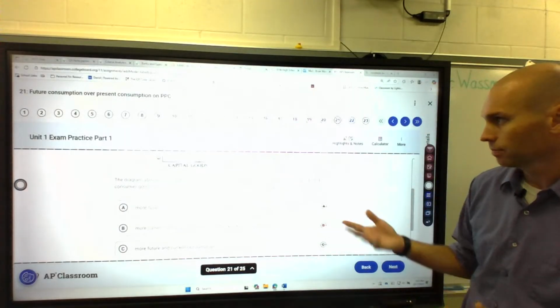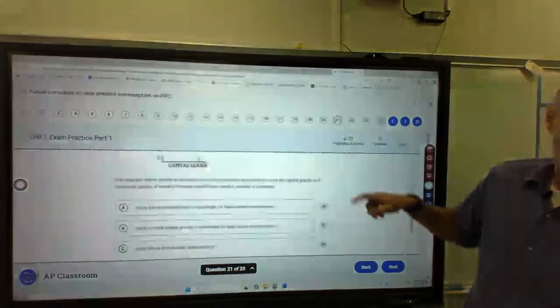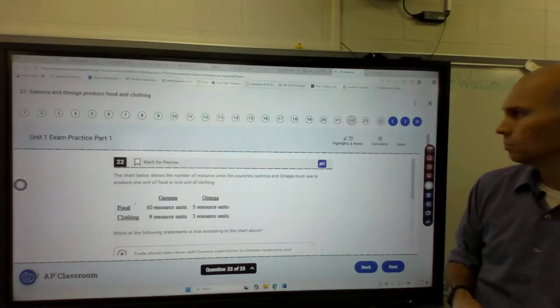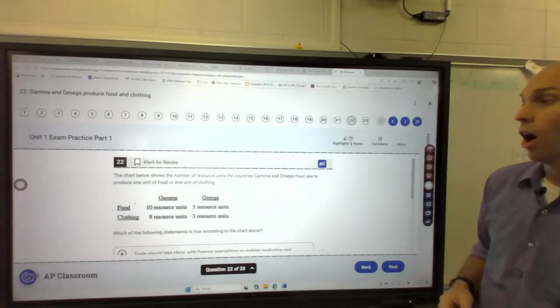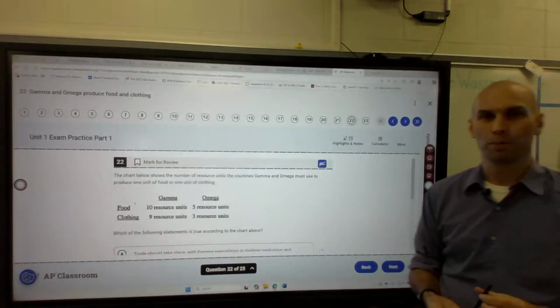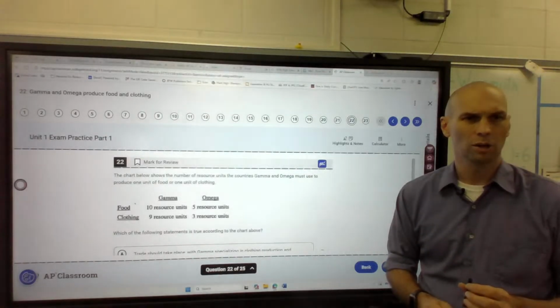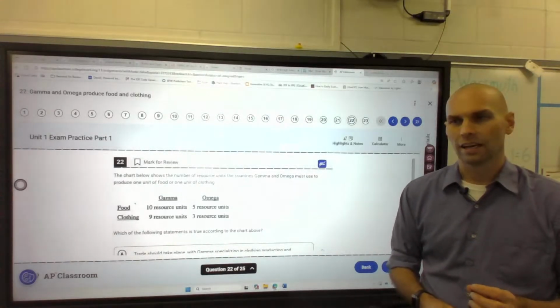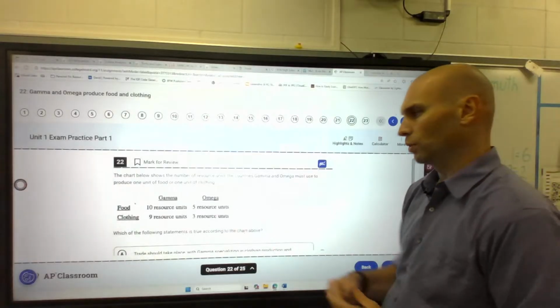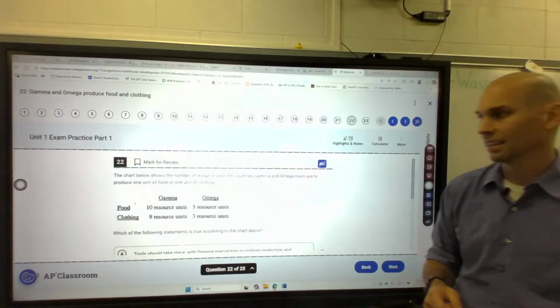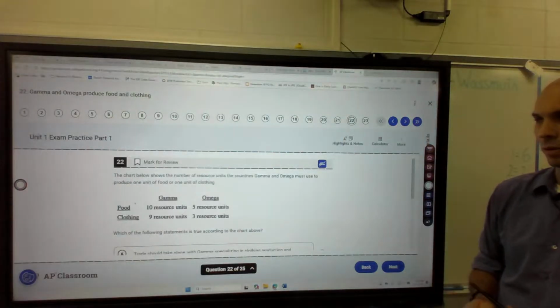All good? All right, 22. Good on time here. All right, so is this an input graph or an output graph table? Input. How'd you know it's an input table? Resource units. Yeah, you don't make resources, you use resources. So you guys got it? Least common multiple would be what? This one's kind of a bummer.